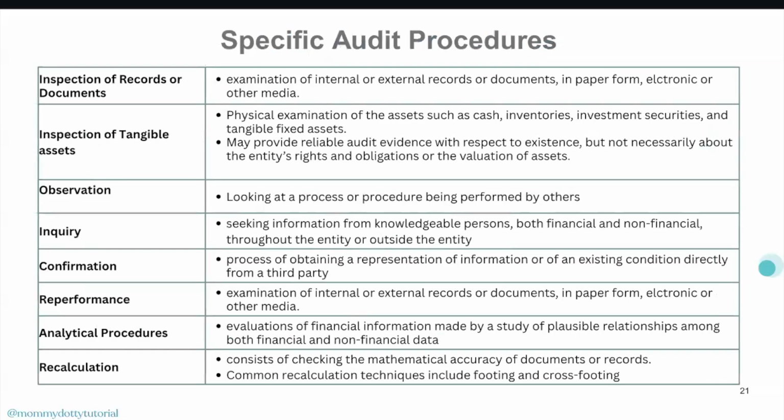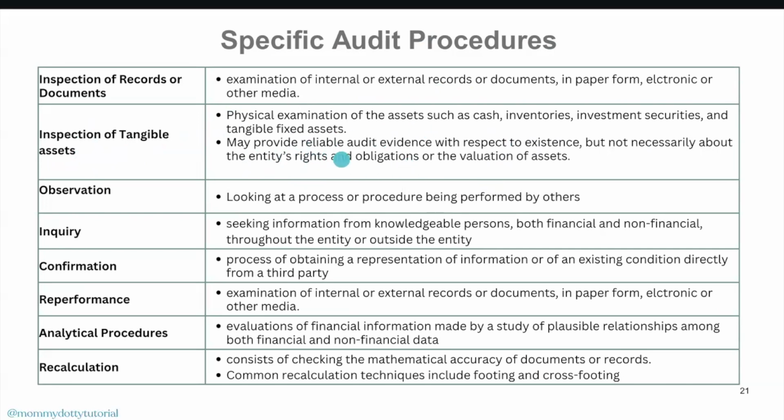Okay. Now let's go into more detail with specific audit procedures. Okay. We can go through one by one. Inspection of records: examination of internal or external records or documents in paper form, electronic, or other media. Inspection of tangible assets. These are physical inventories, by going to, for example, the warehouse or looking at the stations. You see there are computers, so you know there are computers. Those are tangible assets.